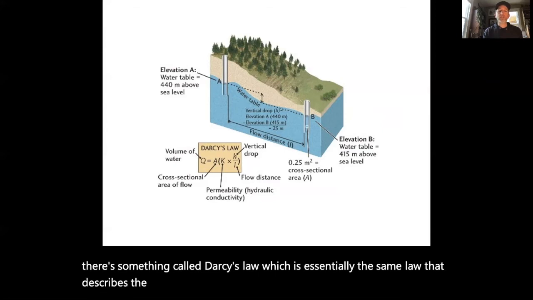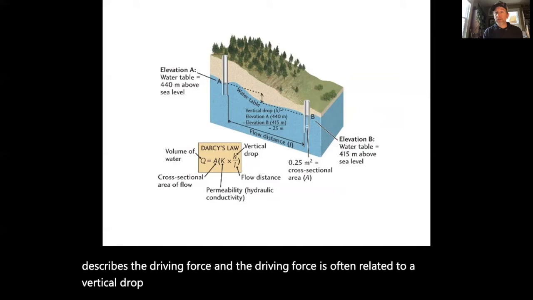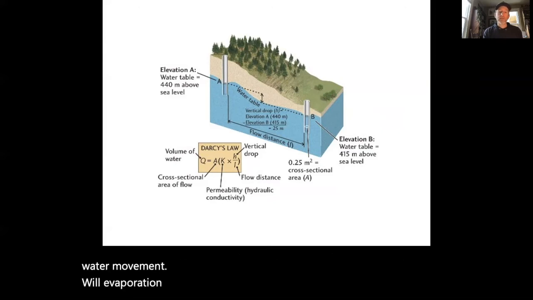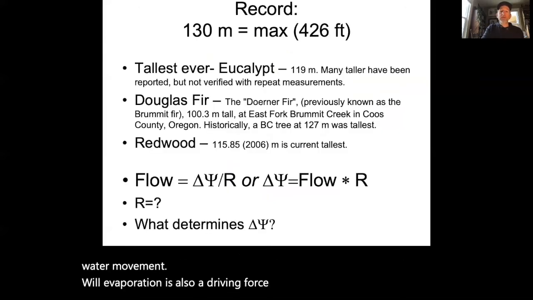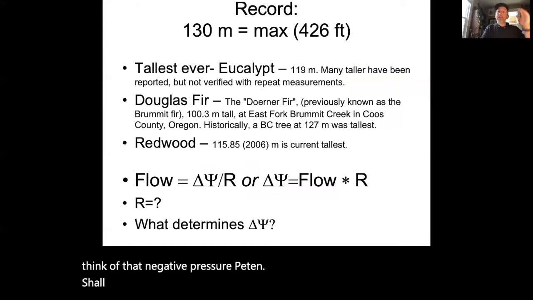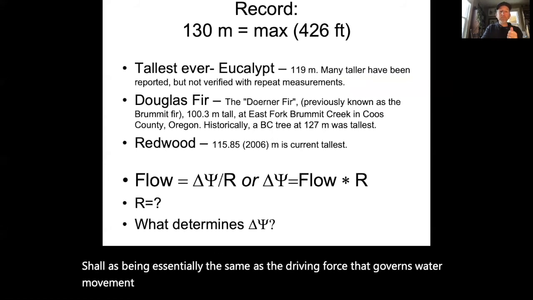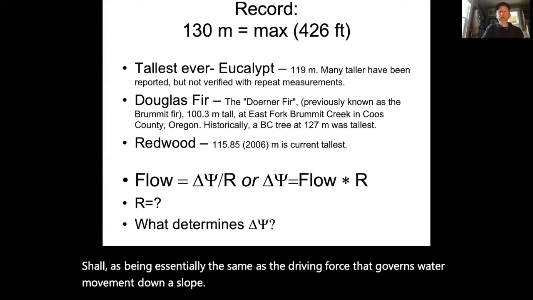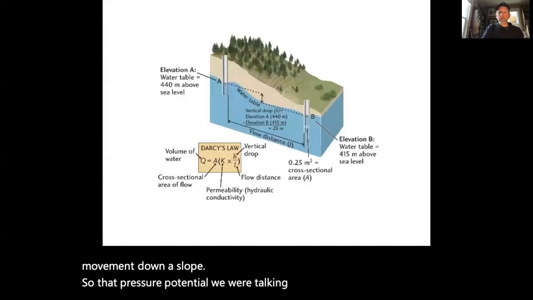And the driving force is often related to a vertical drop in topographical terms. And so gravity is a driving force for water movement. Well, evaporation is also a driving force for water movement. And so we can think of that negative pressure potential as being essentially the same as the driving force that governs water movement down a slope. So that pressure potential we were talking about, that is our driving force.